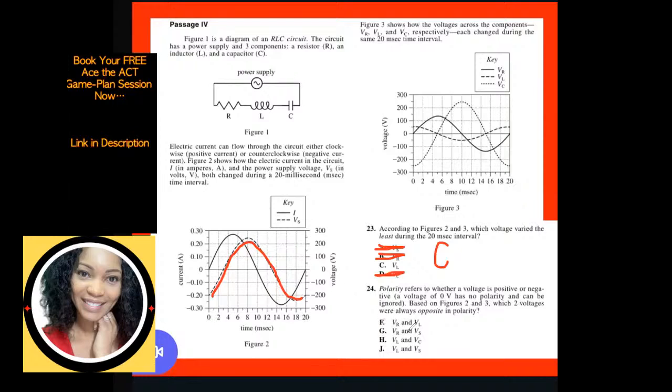Answer choice F is asking us about V sub R and V sub L. Were they always opposite in polarity? Let's see. V sub R is solid. V sub L is the thicker dashed. So V sub R, solid, V sub L, thicker. Well, 0 is no polarity, and here is positive. That's not opposite, but if I keep going, here's another point right here. They're both exactly the same at that point. They're crossing. So that's not opposite polarity, so it can't be F.